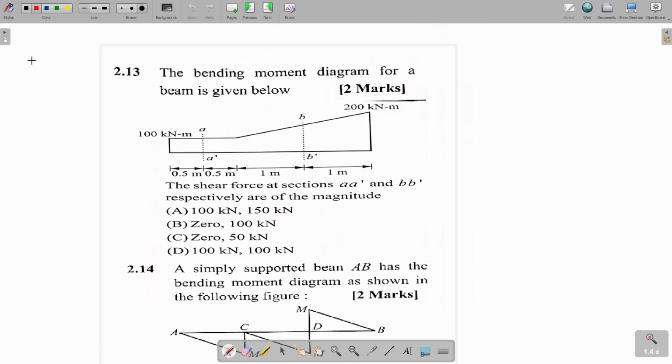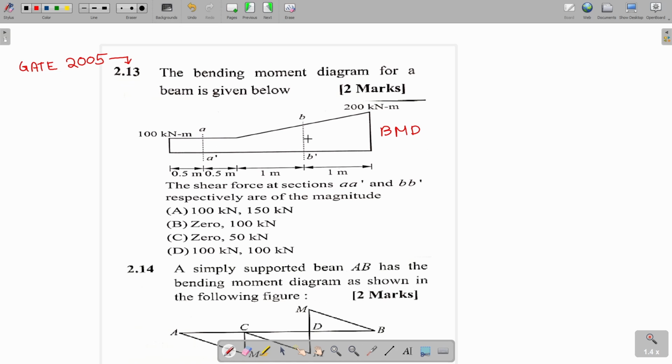Now for the next question, it came in the year GATE 2005. The bending moment diagram for a beam is given below. This is the bending moment diagram, that is BMD. Now, the shear force at section AA dash and BB dash respectively are of magnitude. We need to find the shear force at section AA dash and BB dash. Now, what will be the answer here?